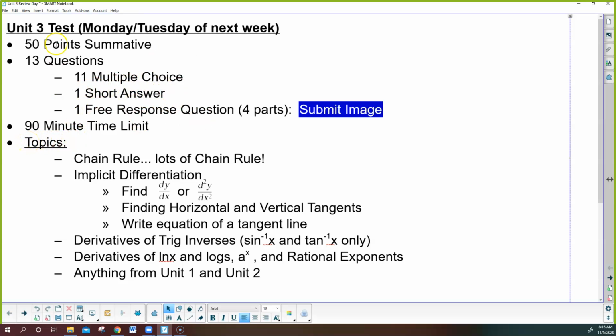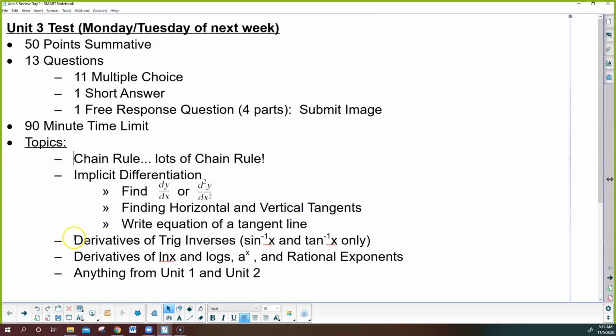So, what are the topics that we have for Unit 3? Well, the biggest one is chain rule. We basically have used the chain rule almost on every derivative that we've taken ever since we've learned it. And that's going to be the case for the entire year. We've learned implicit differentiation. That's finding the dy dx, or sometimes we say find the second derivative. We're going to review all of this today. And then within the implicit differentiation, we were able to find when we had horizontal and vertical tangent lines, and then write equations of tangent lines.